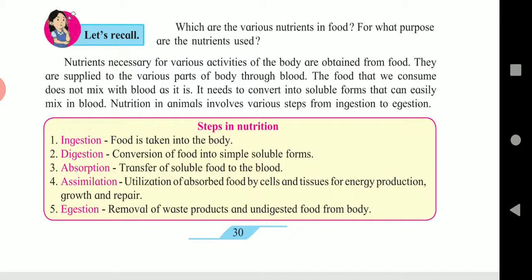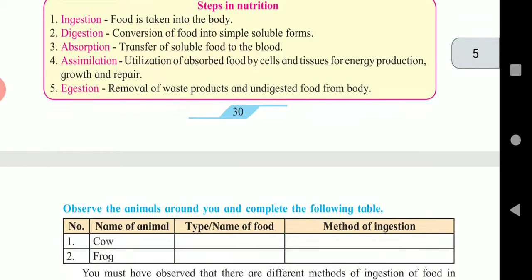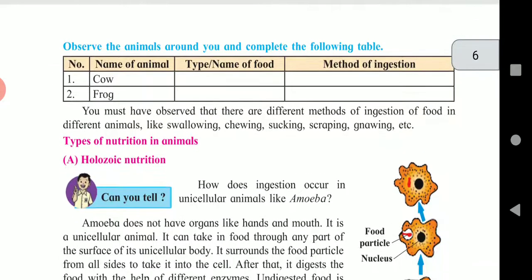And the last point is egestion. Egestion means what? Removal of waste product and undigested food from the body. Now on page number 31, here one column is given. Observe the animals around you and complete the following table. This is your activity. Now let us see the different types of nutrition in animals.